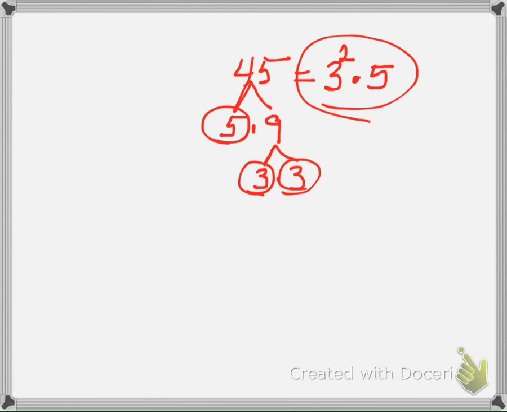Questions about that? So you're going to take the number, you're going to break it down until it's all factors of prime numbers. You're going to write the prime factorization. I would go ahead and use the lowest to the highest. Use exponents for the ones that are there multiple times.